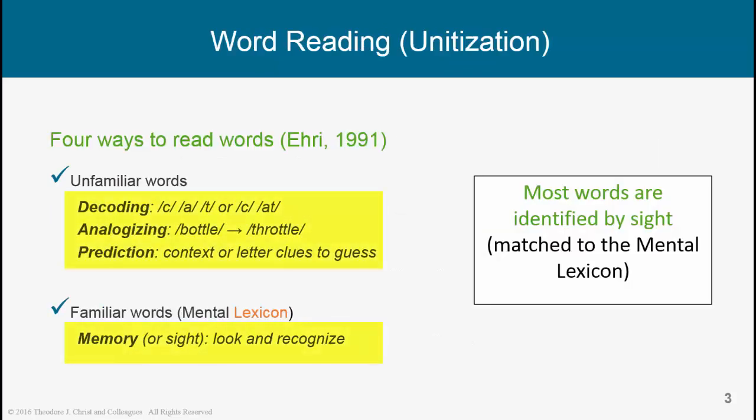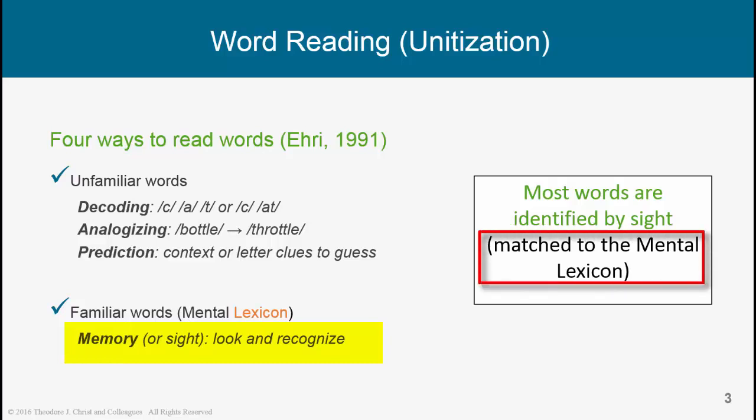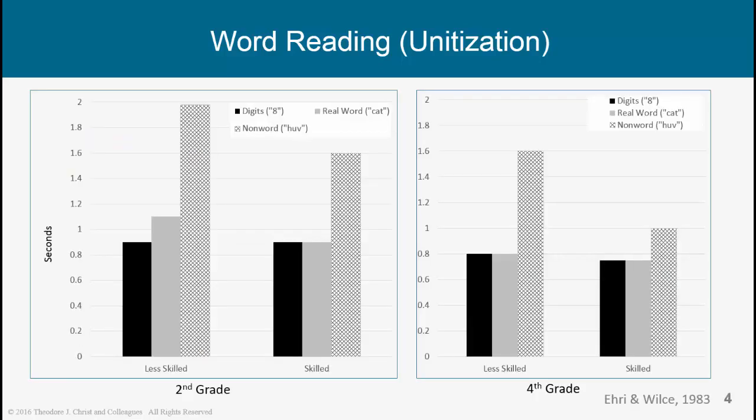Here you can see various ways we might identify words, and although these words may be familiar, research indicates that the vast majority of words are identified through memory or sight. We have what we call a large mental lexicon that may have hundreds of thousands of words in it so that we can identify them with high efficiency, if not full automaticity.